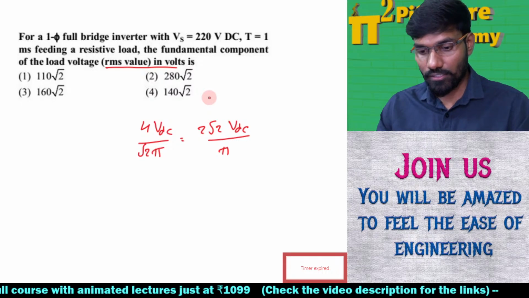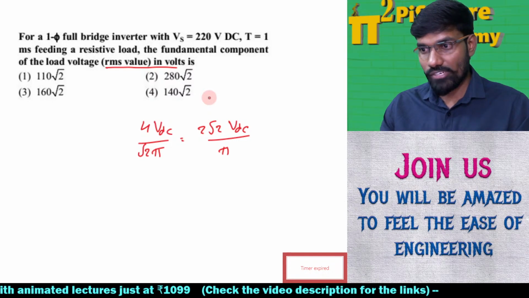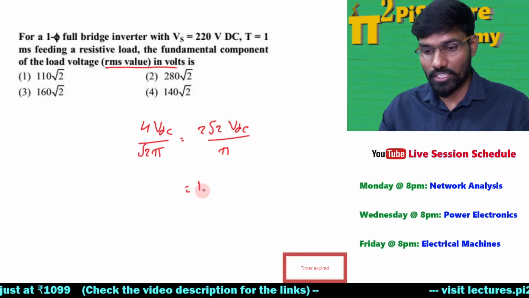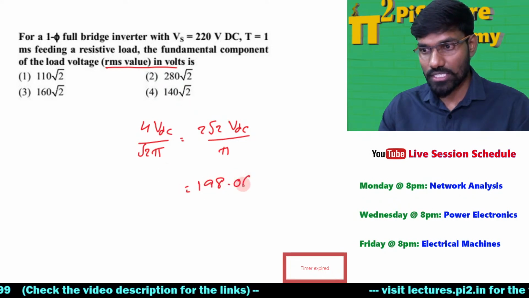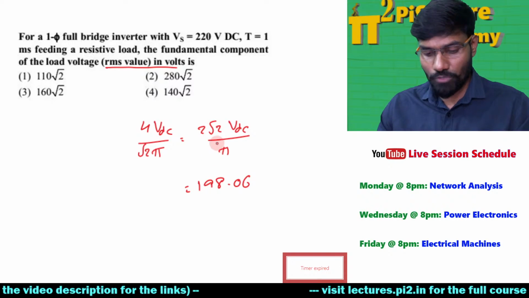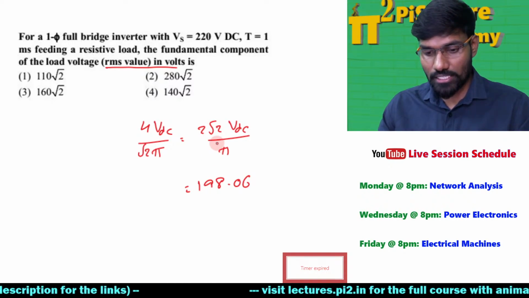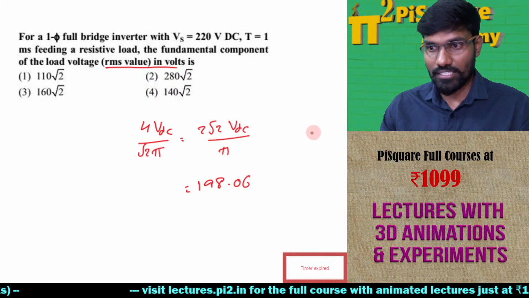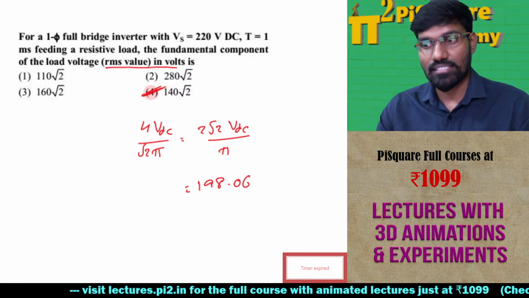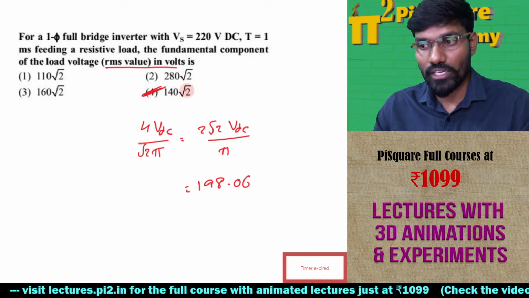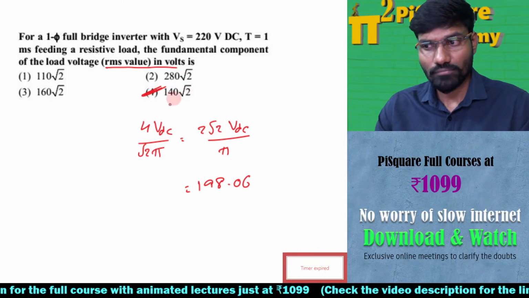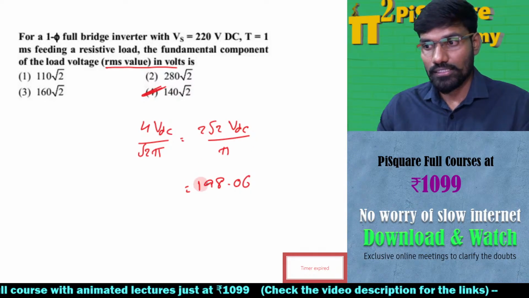We don't have that here. So 198, I got it as 198.06. But which one is matching close to that? That's what we need to be careful about. Yeah, this is close to that. So the answer is 140 root 2. Okay, 140 root 2 is the answer.